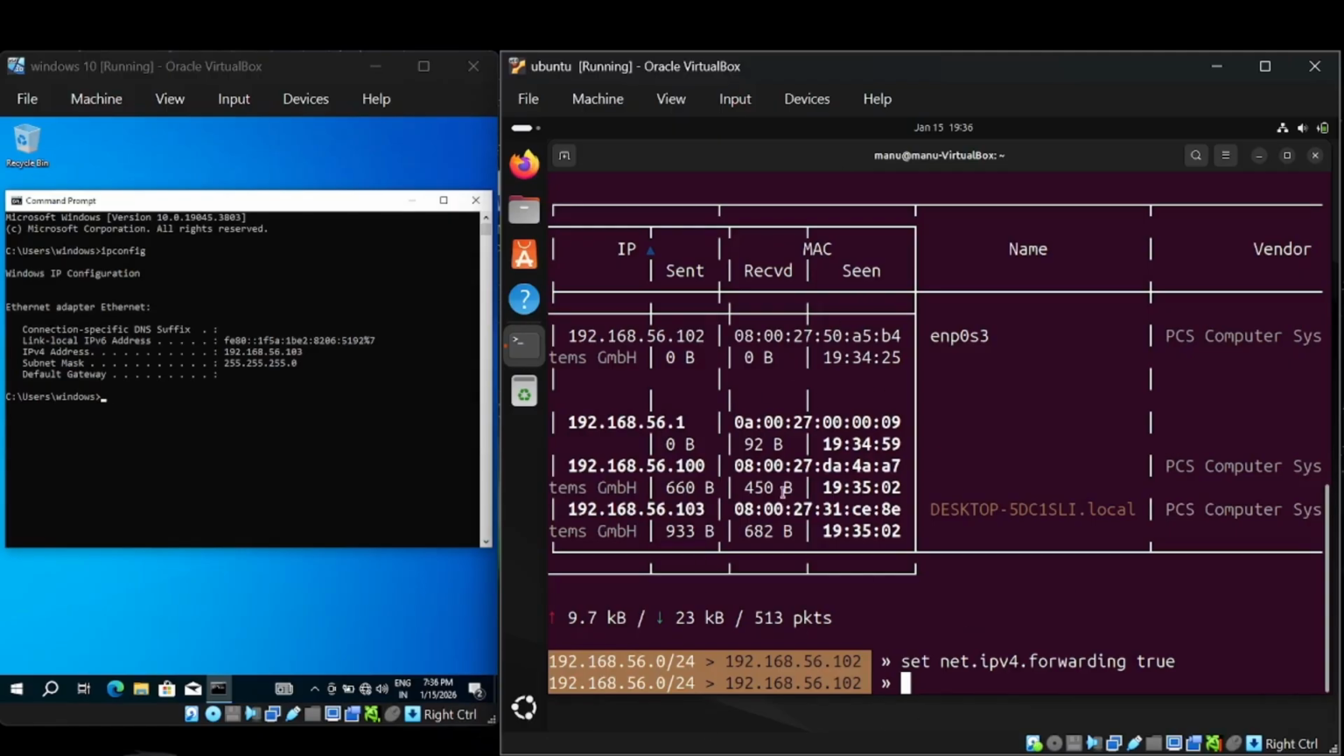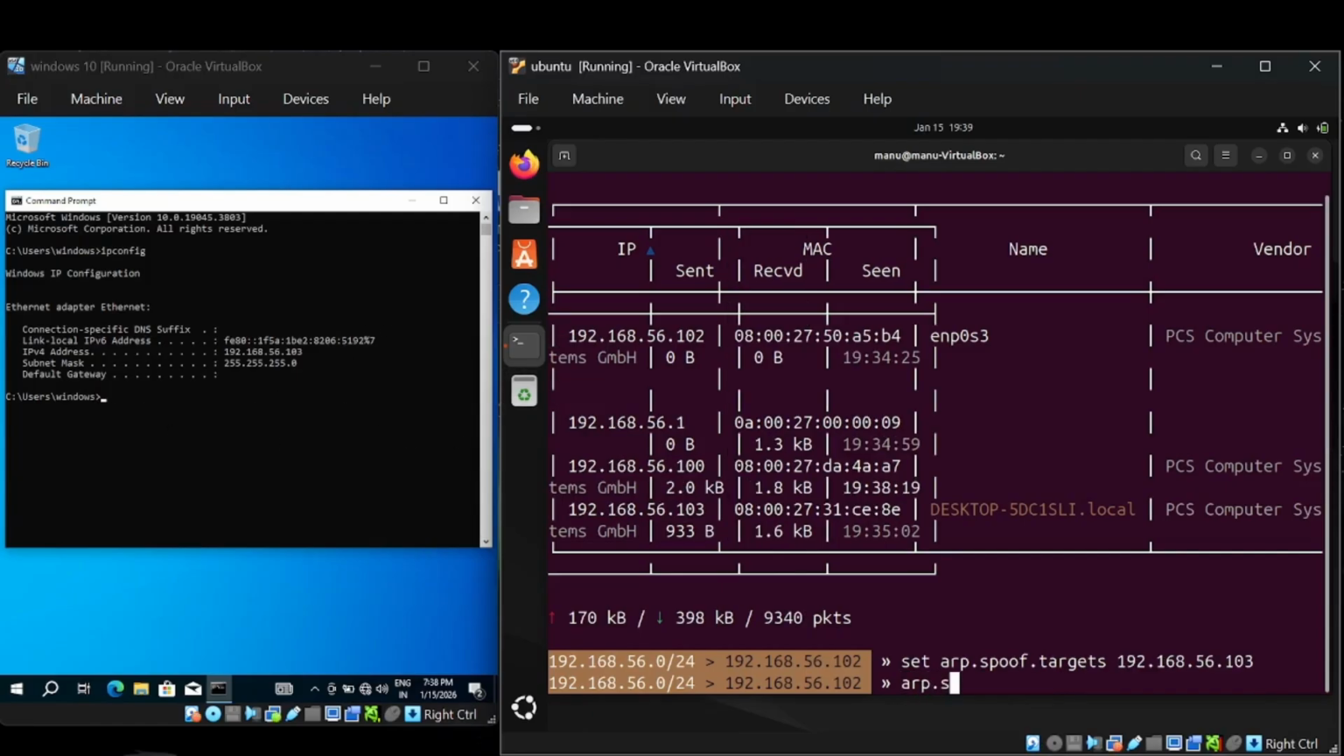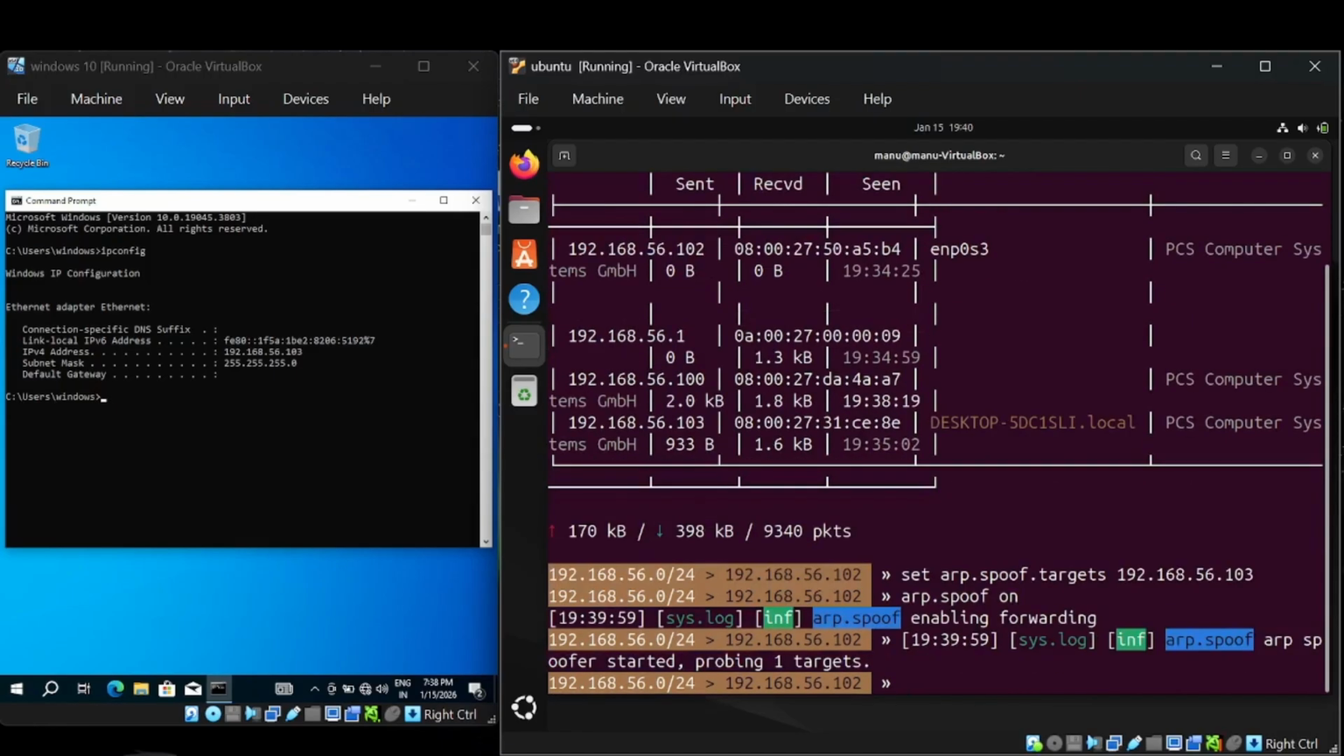The next command I'm going to be using is set arp.spoof.targets and the Windows IP, then arp.spoof on. Here Bettercap performs ARP spoofing inside the lab. The victim is tricked into believing my system is a router, placing me in the man-in-the-middle position. This is done only for learning how ARP attacks work and how to defend against them.